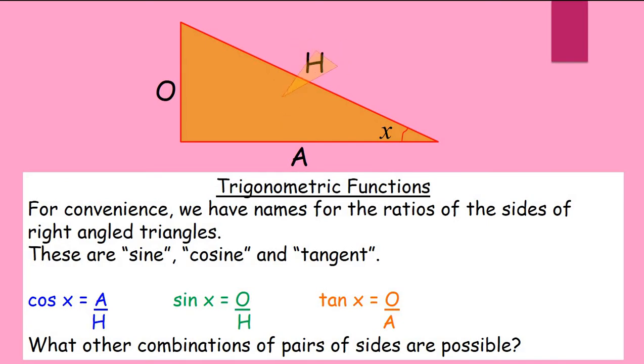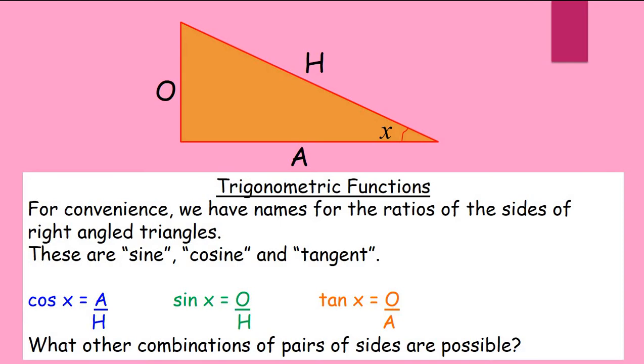Okay. So we decided, because it was convenient, to name the different ratios, so we know which one we're talking about and we can use it for problem solving. So we named, if you take the adjacent side to the angle that you've selected, over the hypotenuse of a right angled triangle, we called that cosine, and so on with sine and tangent.